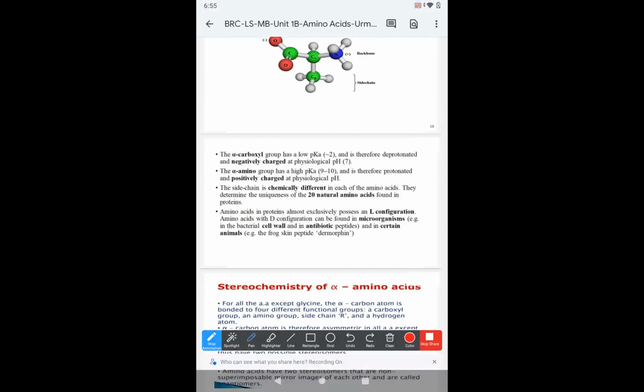So now we discuss the structural details of the alpha amino acid. The alpha carboxyl group has a low pKa value, and therefore it is deprotonated and negatively charged. Which one is negatively charged? COO minus, or COOH. That is a negatively charged particle, right? So that has a lower pKa value.